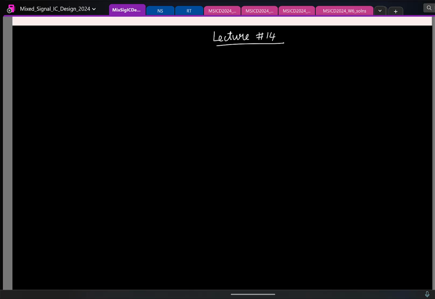So that's about it. If you want to get a higher resolution, we will have to look for different architectures or other techniques, and that we will do after the mid-semester.